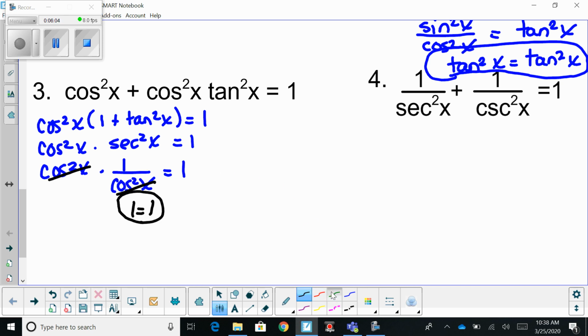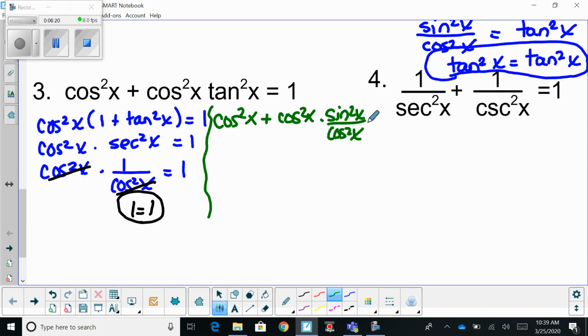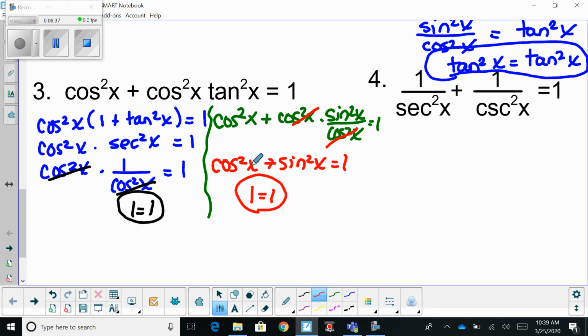The other option of how you could have verified this was to switch to sines and cosines without factoring something out. Cosine squared plus cosine squared times sine squared over cosine squared x. Kind of running out of room there. Here, those can cancel, and I would have cosine squared x plus sine squared x, which is 1. So 1 equals 1. Either option works. As long as you can get them to be the same thing, that's fine. I just have to, step by step, see how you're getting there.